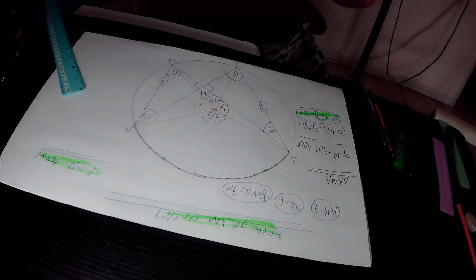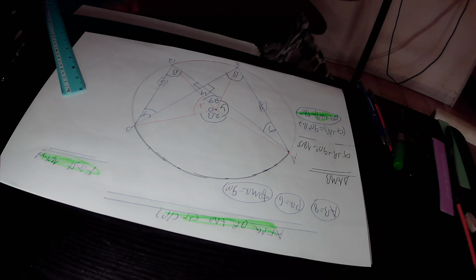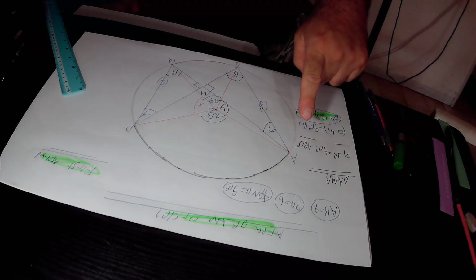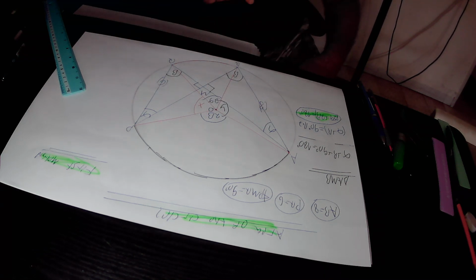And then I will copy triangle POQ. I will copy it in such a way that it will be adjacent to triangle AOB. So first of all, I'll copy this circle in a new page.